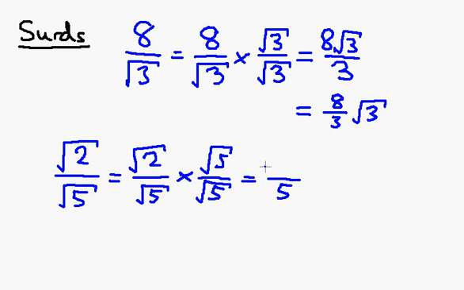And on the top, I'm going to get root 2 times root 5, which, if you remember from the previous examples, I can split root 10 into root 2 times root 5. I can do it the opposite way round. I can have root 2 times root 5 is actually root 10. Okay? Now you can either leave it there, or you can write it as 1/5 root 10. Okay, and this is rationalising the denominator for two simple questions.